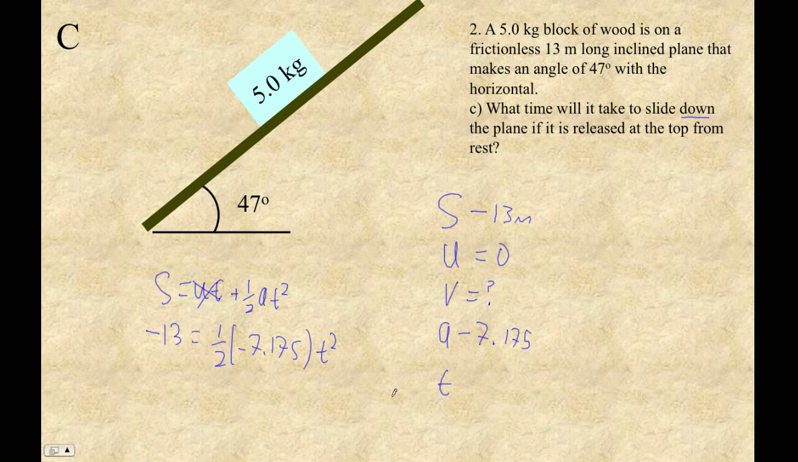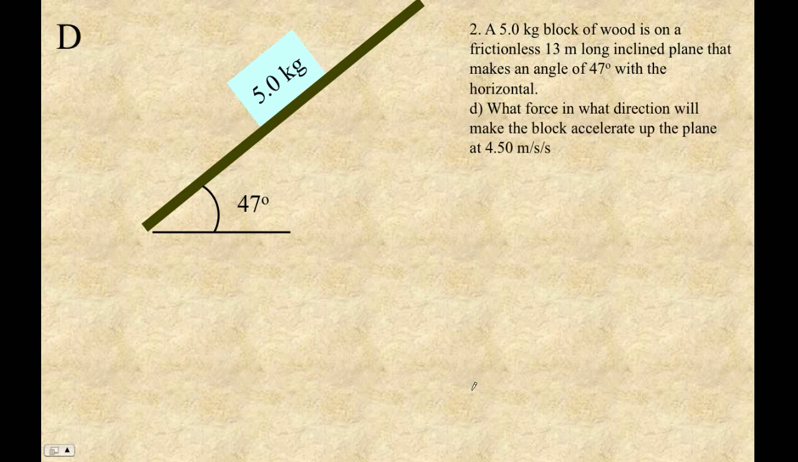Well, we can solve that. 2 times 13 divided by the answer I just got, that 7.175 on my calculator, equals that, and I square root that, and I get that the time is about 1.9 seconds. Yay! SUVAT works even on inclined planes. Let's see what D has for us.